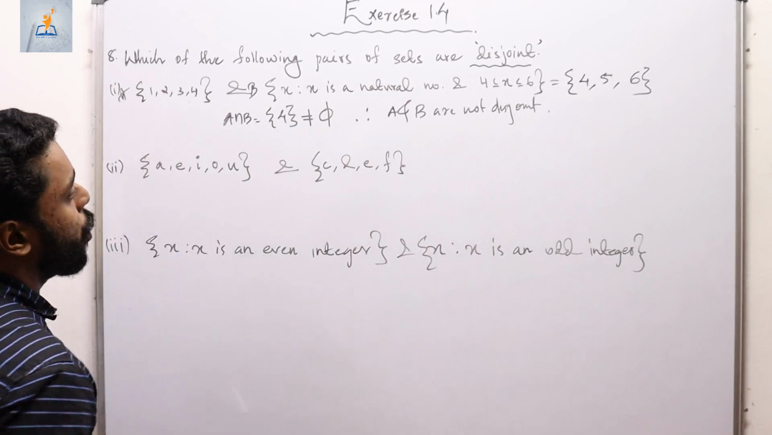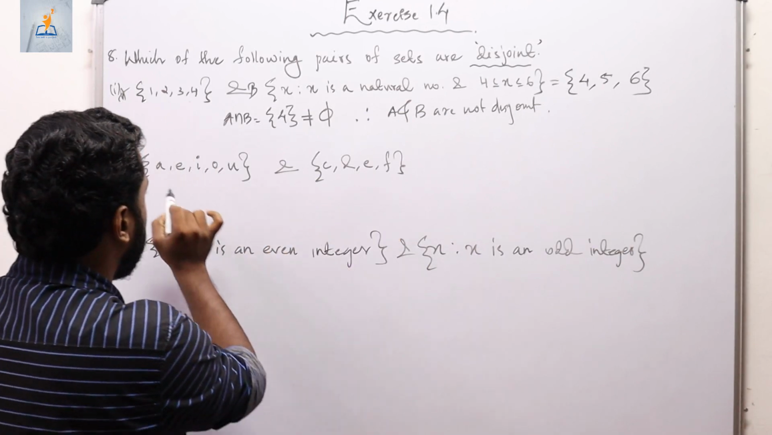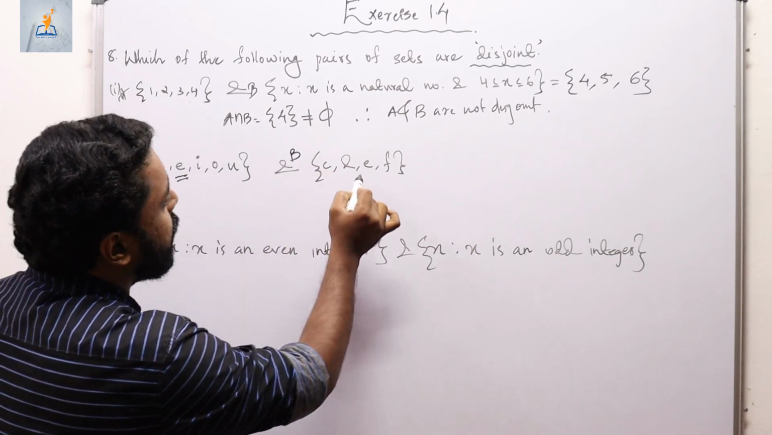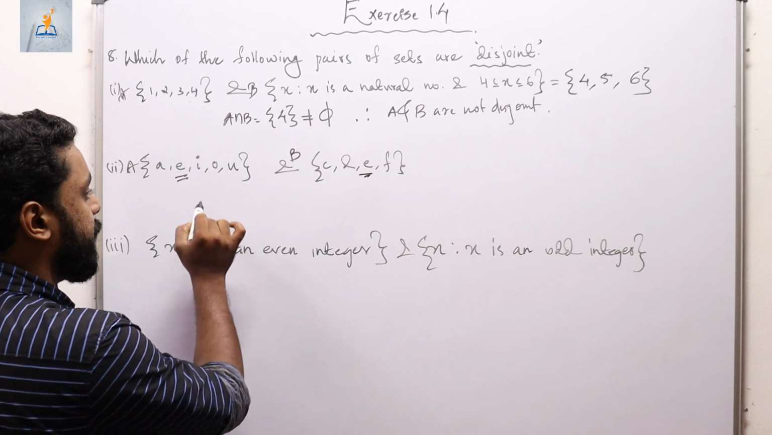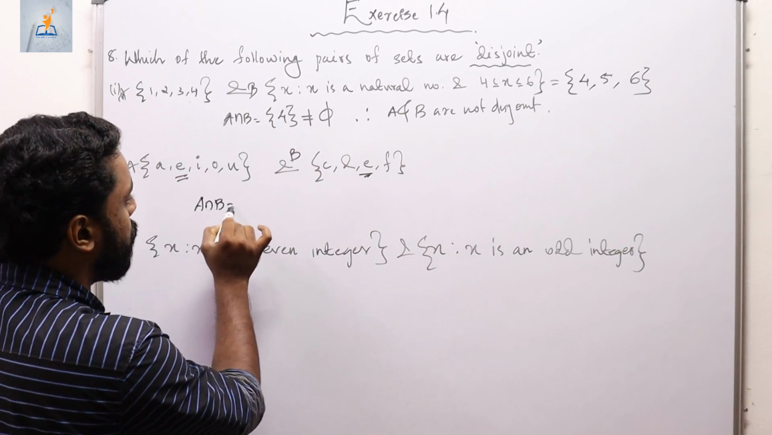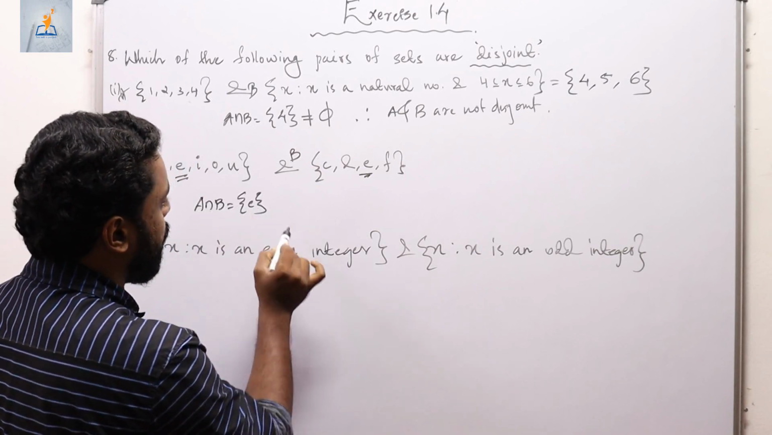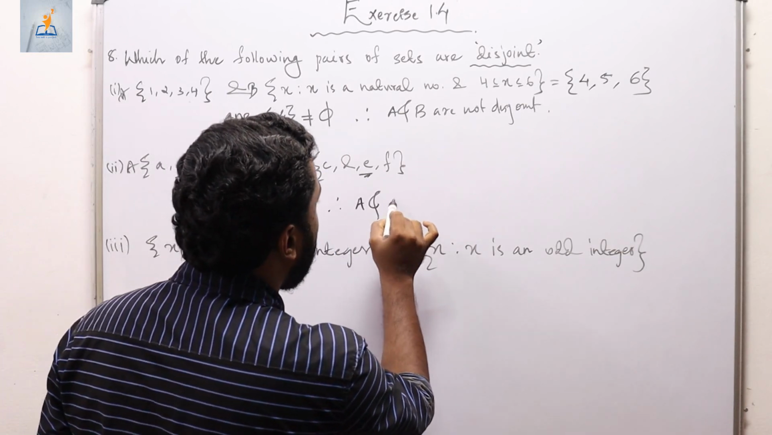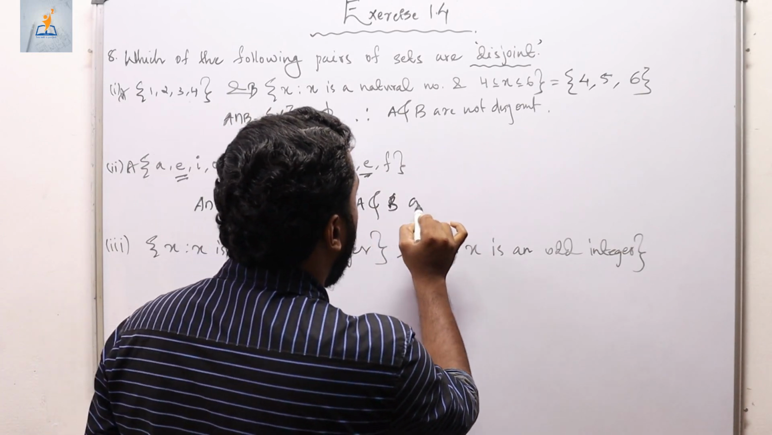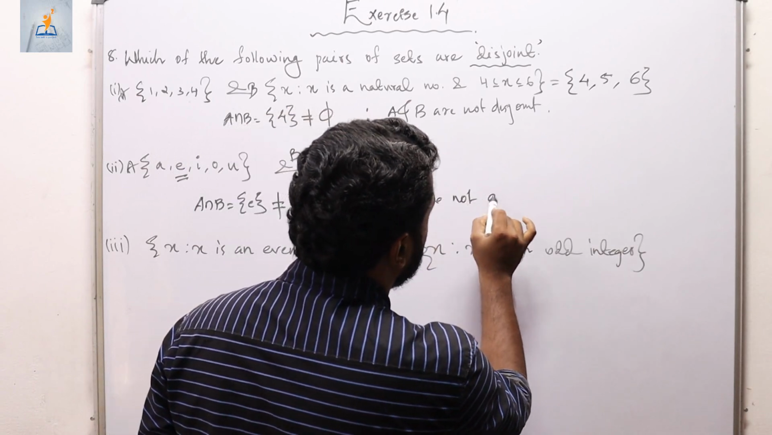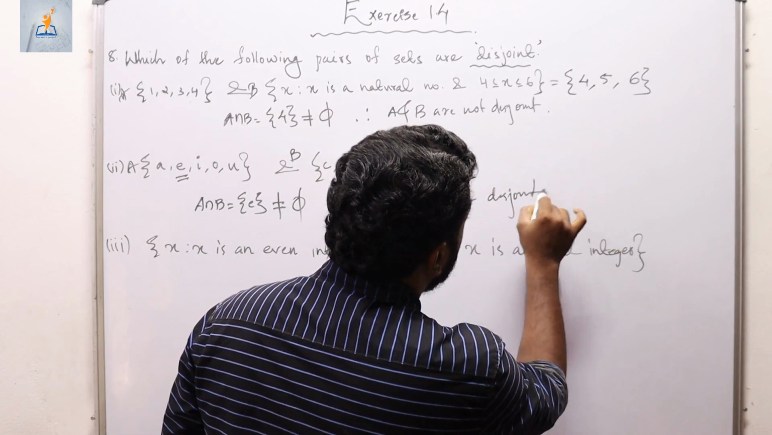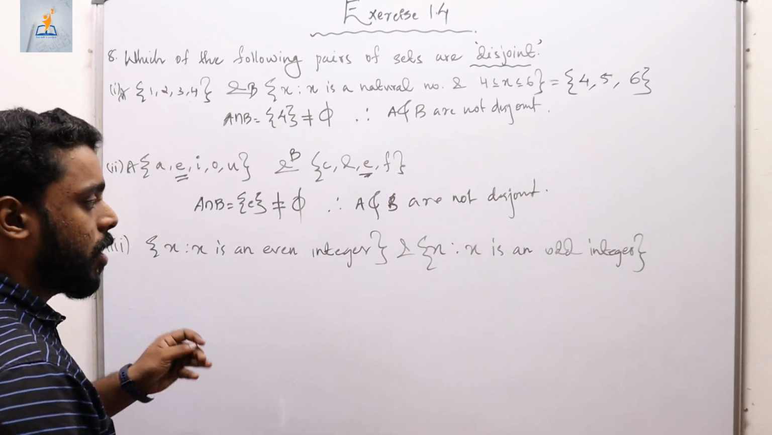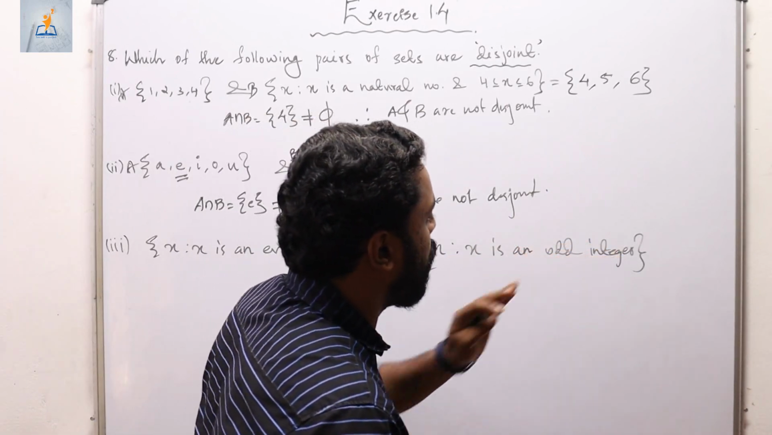Now coming on to the second one. A, E, I, O, U and C, D, E, F. We can name this as A and this as B. And you can see that E is common to both the sets. Therefore, A intersection B is equal to singleton E, which is not equal to a null set. Therefore, A and B are not disjoint. Coming on to the third one, set of all x such that x is an even integer. Okay, set of all x such that x is an odd integer.